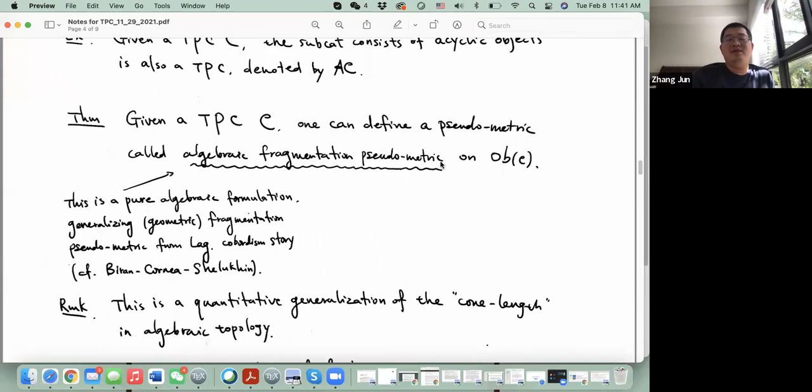And this is actually very important. I'm not an expert in algebra. I'm not sure if this has appeared in some formulation in algebra in history, but at least in symplectic geometry, this is something new.